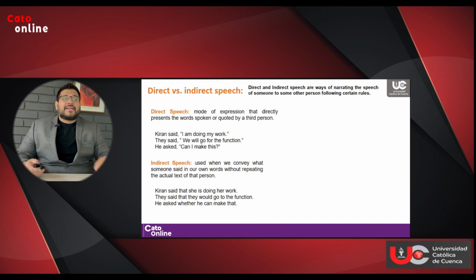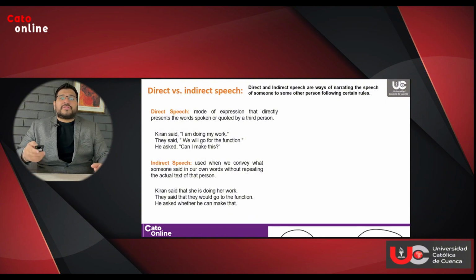They said they will go to the function. He asked whether he can make that. As you can see in this, we are trying to convey the message in our own words. Obviously, the action is performed by other people, but when we use indirect speech, we say it in other words.